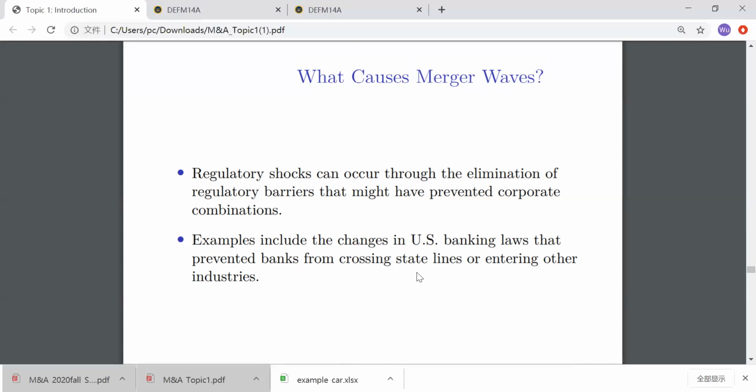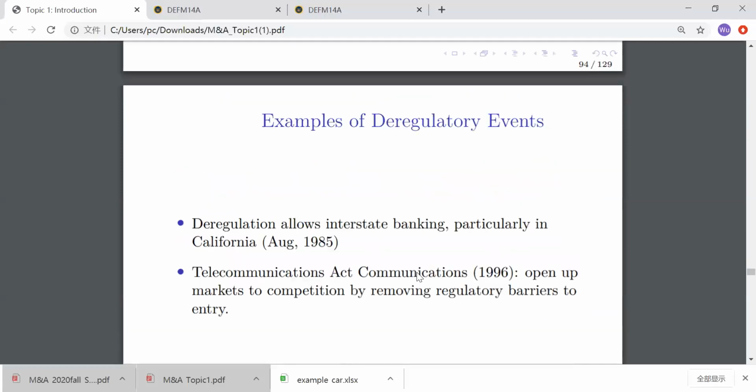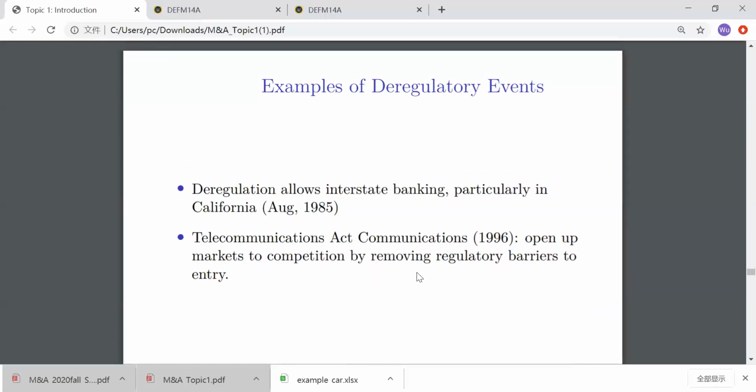So the regulatory shocks here include, for example, the changes in the US banking laws that prevented the banks from crossing state lines or entering other industries. Right? This is the entry barrier that's set up by the banking laws. Right? So if you cannot enter other industries, if you cannot cross the state line, then of course you cannot buy another bank in another state, right? Because this is considered a formal entry, right?